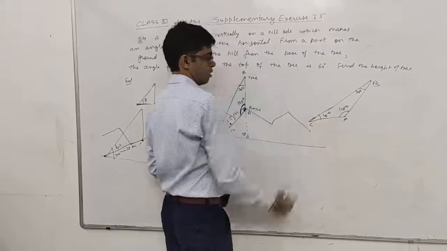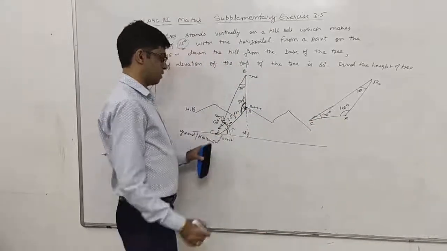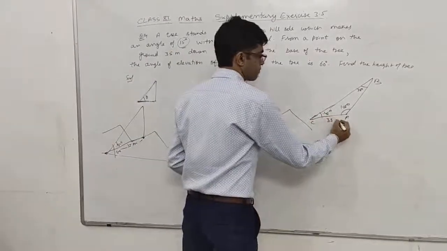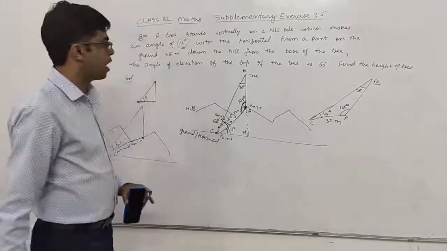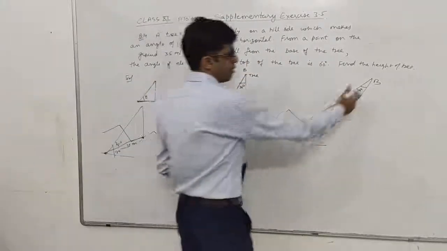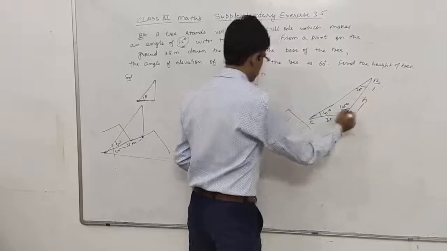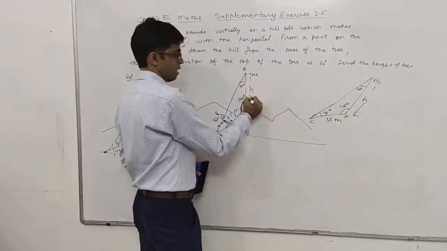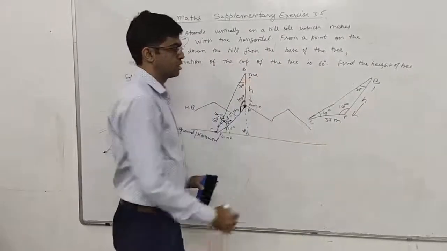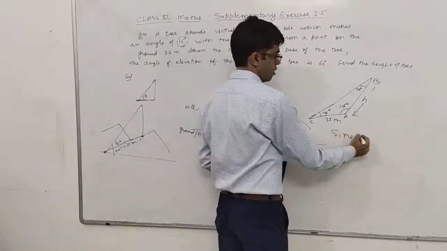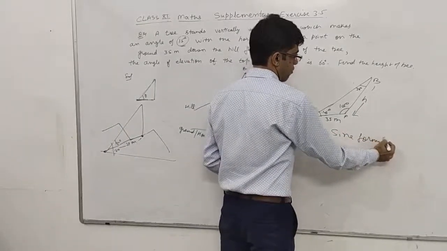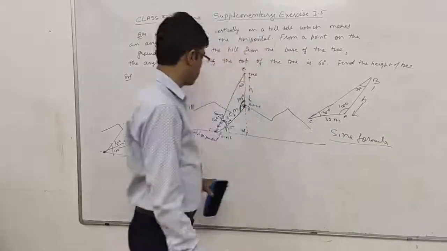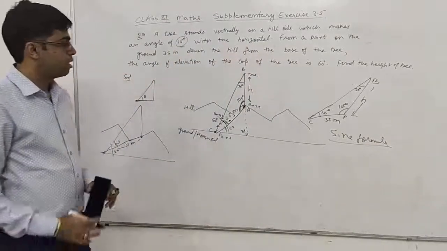45. So now this side is 35 meter, given. Find the height of the tree. This height we have to find out. Suppose this is h. So using the sine formula, we will try to find out the height.